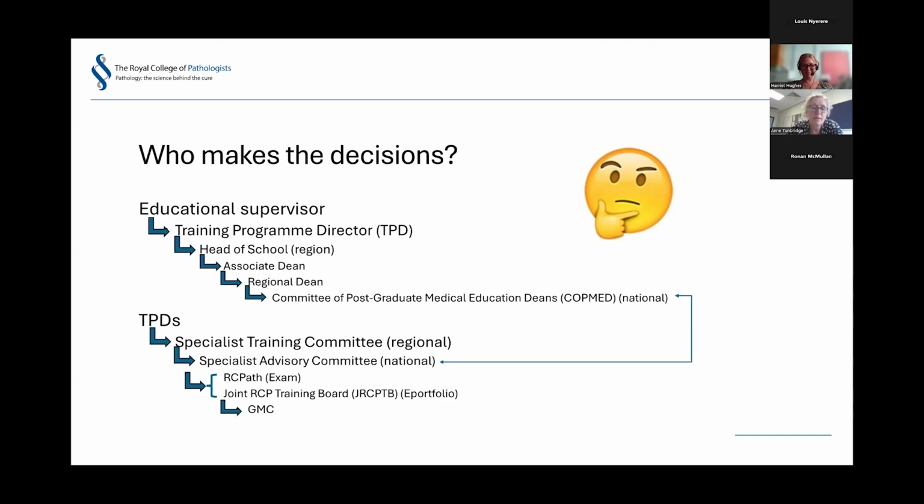And ultimately, RCPath and RCP and all the training is overseen by the General Medical Council and signed off. So changes to curricula have to be signed off by the GMC. So there is a hierarchy of control. There is oversight. But there is also your input.